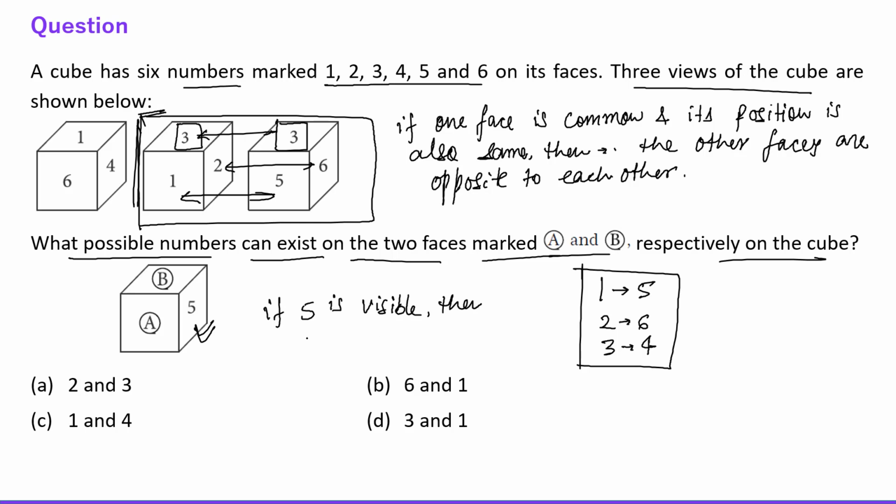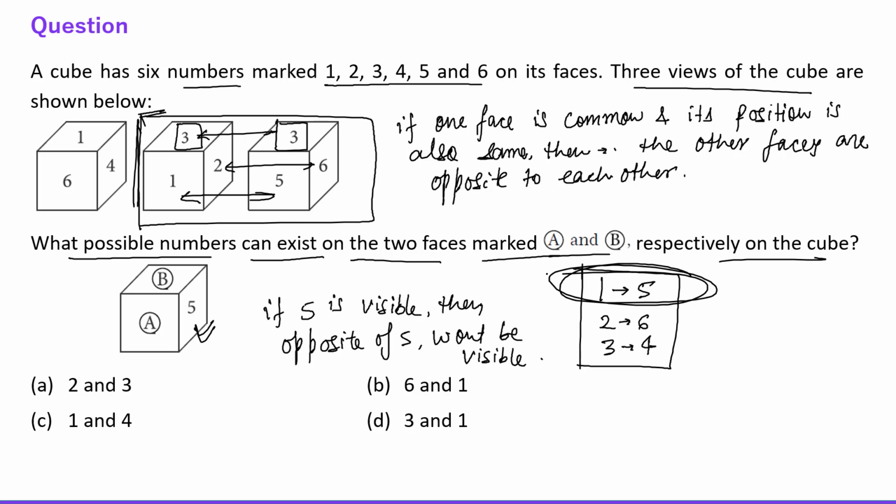So opposite of 5 is what? 1, right? So 1 should not be visible in the options. I mean 1 should not be visible in A and B, right? So all the options that contain 1 are not correct. So options B, C, D are not correct. So the only choice is option A, which is 2 and 3. The only possibility is 2 and 3.